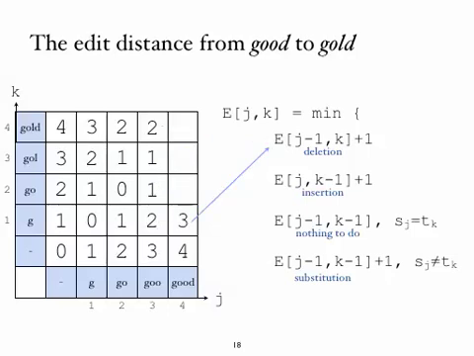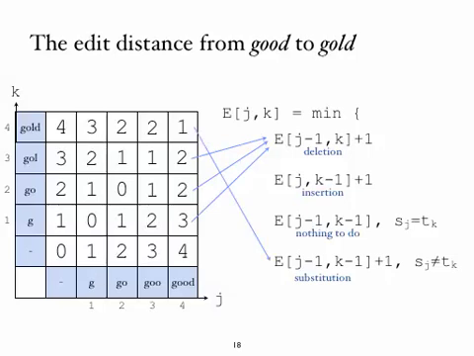Last column now. To go from GOOD to G, we do 3 deletions. To go from GOOD to GO, we do 2 deletions. To go from GOOD to GOL, we have to do 1 deletion, but we also have to replace the second O with an L. So that's an edit distance of 2 now.